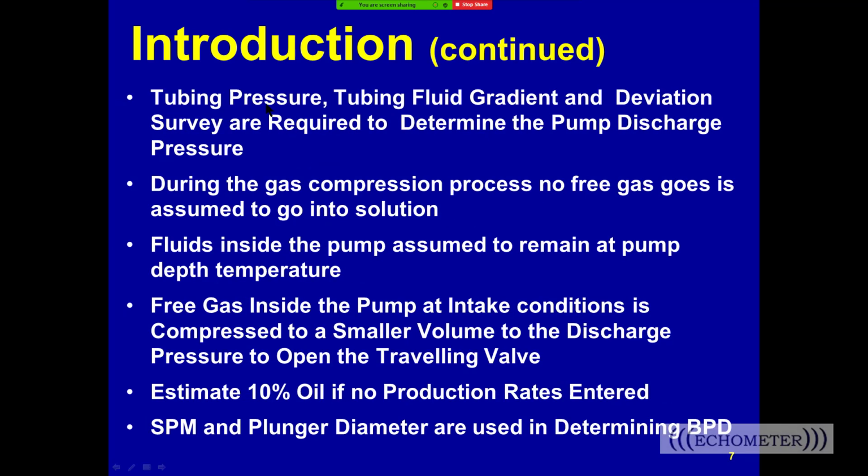Now, the tubing pressure, the tubing fluid gradient, and the deviation survey are all used to calculate the pump discharge pressure. And the pump discharge pressure is important because that's what the pressure is when the traveling valve opens. So we need to know that value, and we need to know it fairly accurately. But if you have the wrong tubing fluid gradient, or the deviation survey is not entered in the software, or the tubing pressure is left at a default value, then the calculation is going to be off by a little bit.